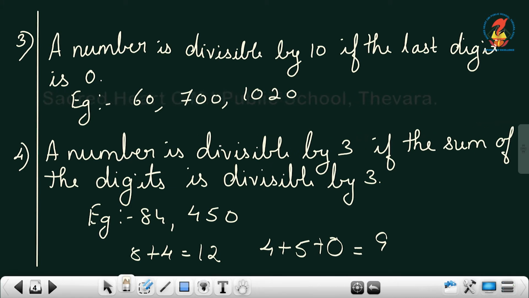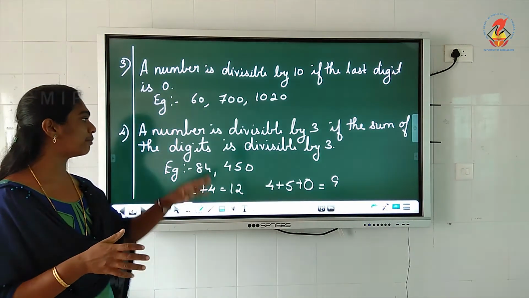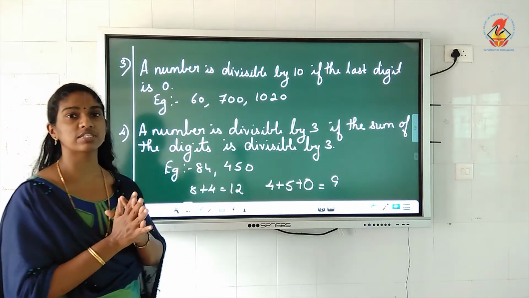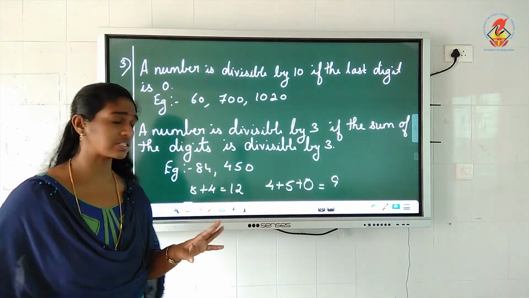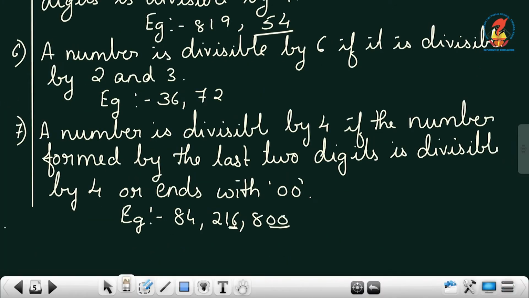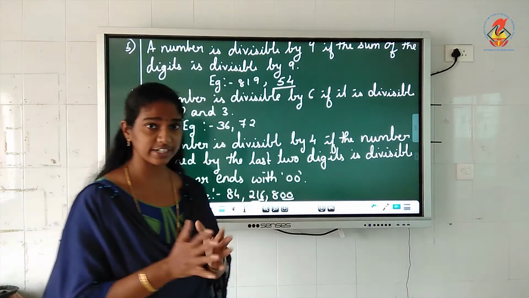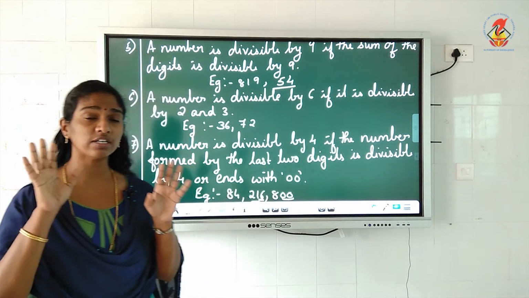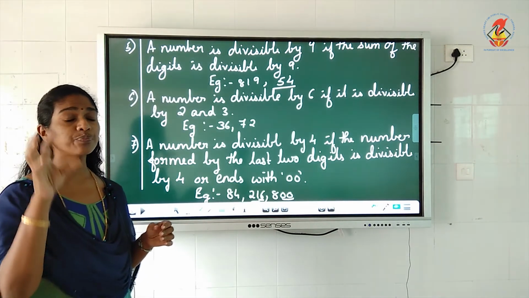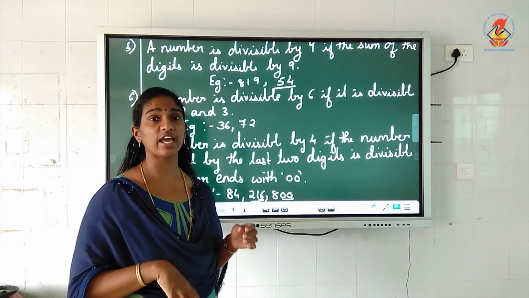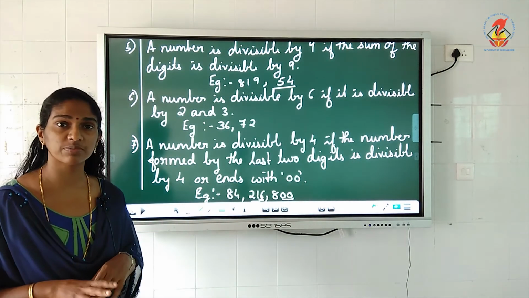A number is divisible by 3. How? Take that number, add the digits. If the sum is divisible by 3, then that particular number is divisible by 3. Divisible by 3 means just see whether that number is coming in 3's table. That's all. Same in the case of 9 also. A number is divisible by 9. Again, take the number, add the digits. When you get the sum, see whether that particular number is there in 9's table. Then the number which we have taken is also divisible by 9.